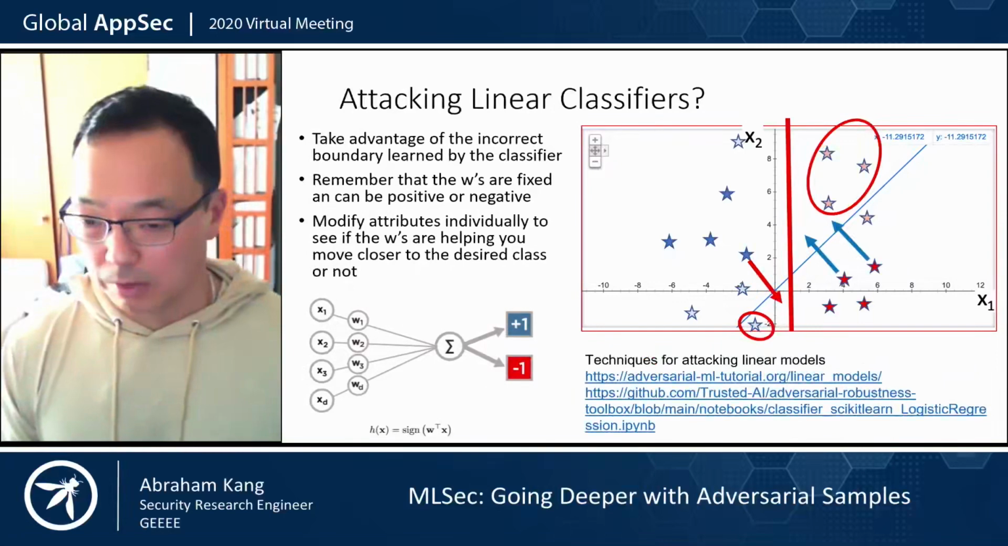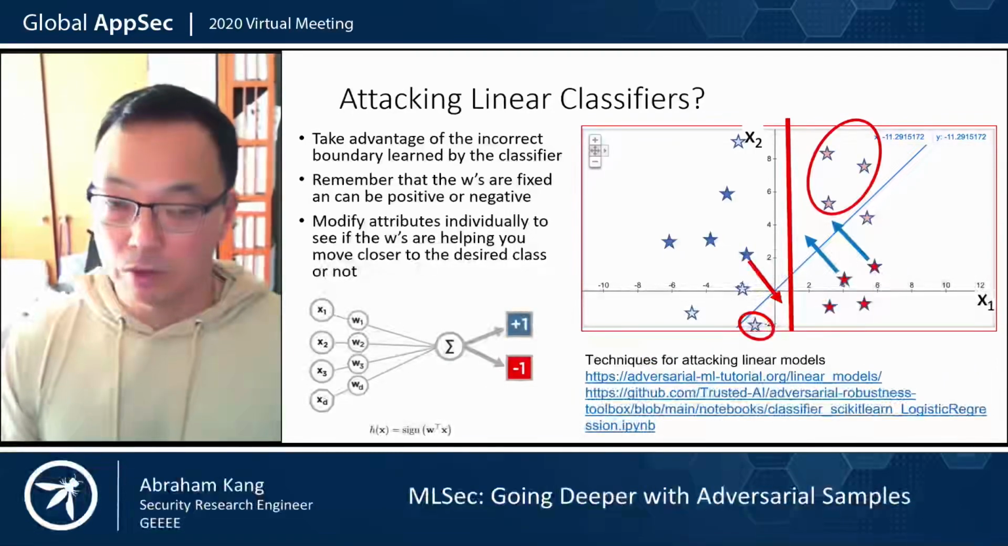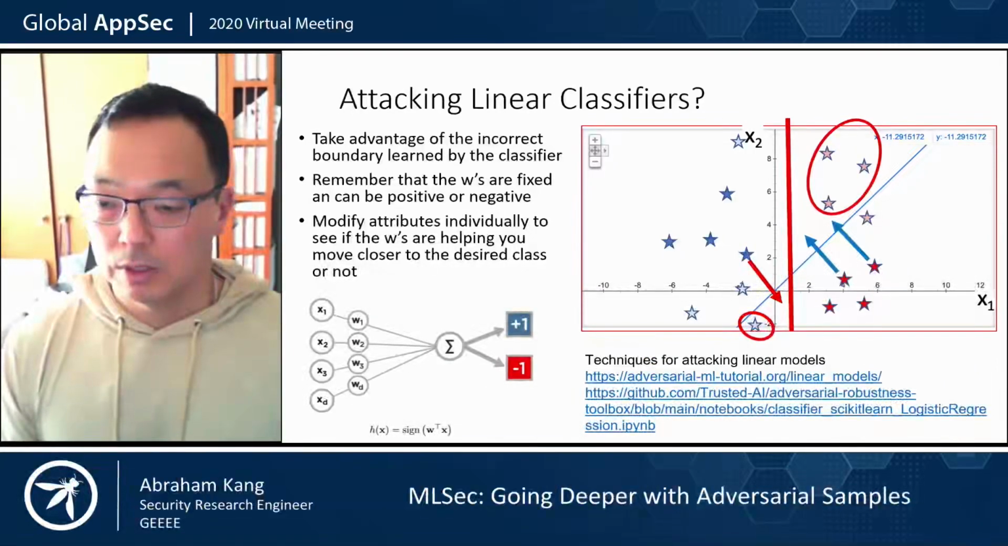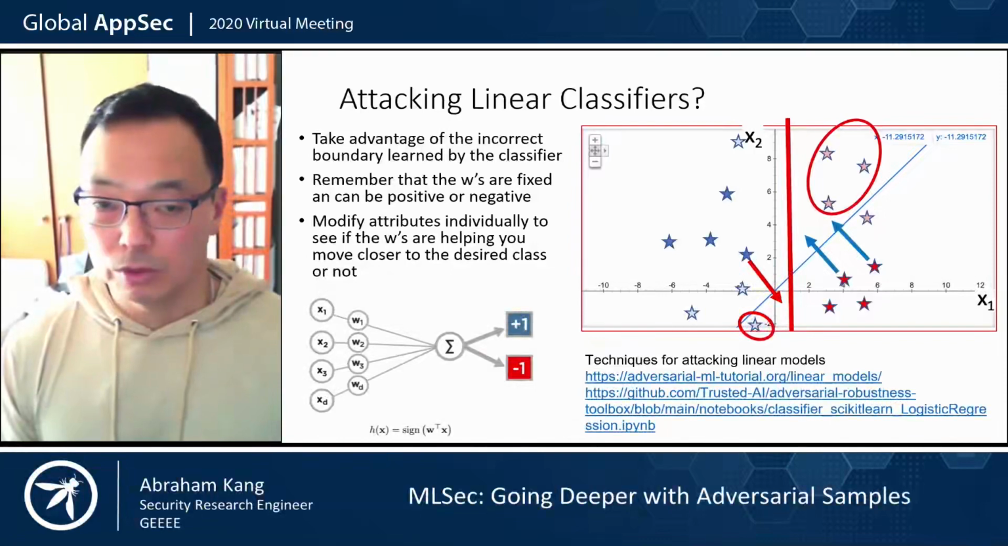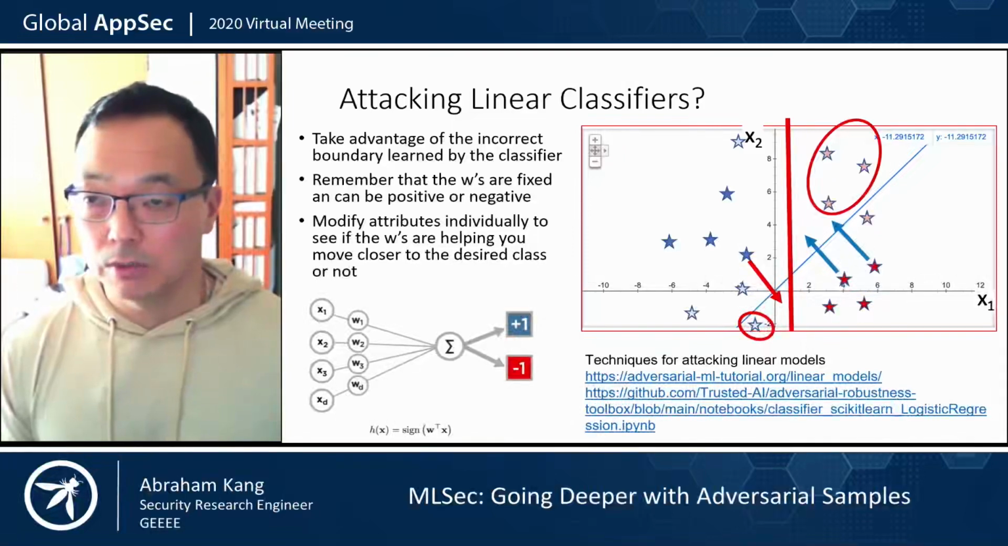If you're looking for examples, I have links down there where you can actually try this out, and they have notebooks for you to do this. The IBM Adversarial Robustness Toolkit has a bunch of nice attacks and defenses that you can experiment with.